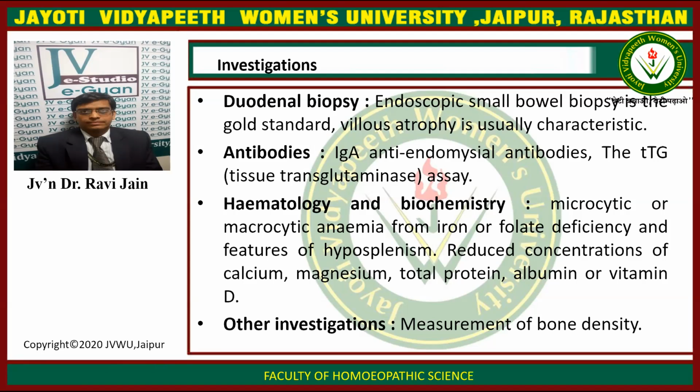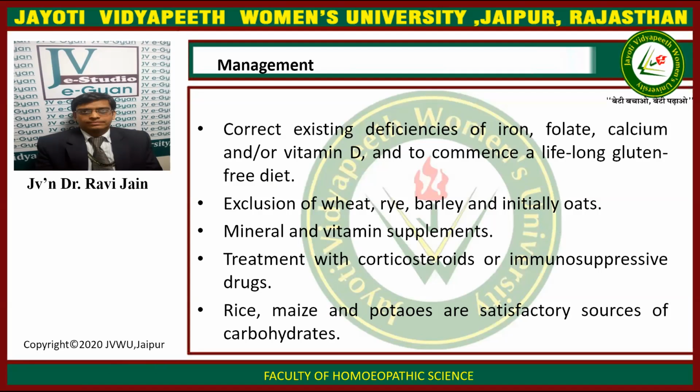In hematology and biochemistry, there is microcytic and macrocytic anemia from iron and folate deficiency, and features of hyposplenism. There is reduced concentration of calcium, magnesium, total protein, albumin, and vitamin D. The other investigation consists of the measurement of bone density. Now, how will you manage the case of celiac disease?